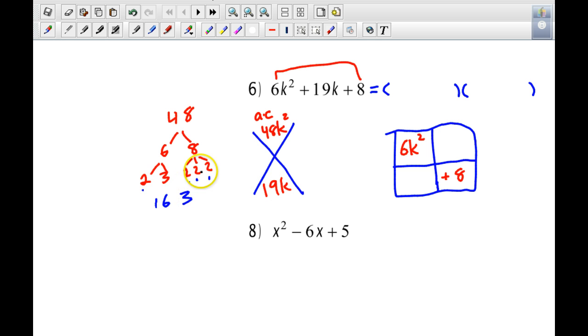So you can see, just by playing with different combinations, you're not trying anything that does not multiply to 48. No matter what combinations you choose here, they all multiply to 48. You're just trying the right combination in order to get to 19. Alright, so we're going to do 16k and 3k, both positive. And then put those same 2 terms right in here.